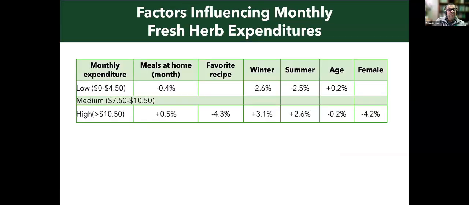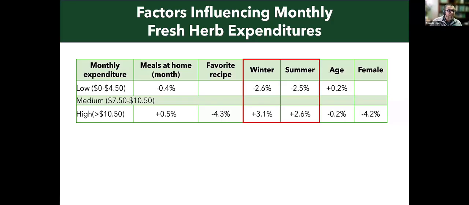So here we are looking at, again, factors influencing monthly fresh herb expenditures. And let's focus here on both the winter and the summer months. We can see here that we have consumers that really don't spend a whole lot on culinary herbs. Then we have the medium category and those that spend over $10.50. So what we can see is that we can have about a 5.05% increase.